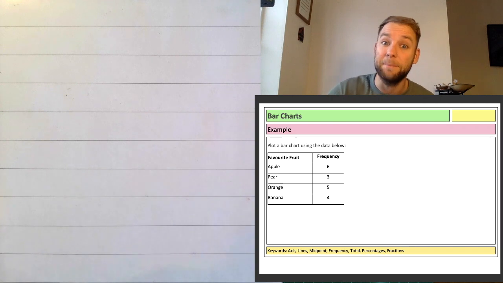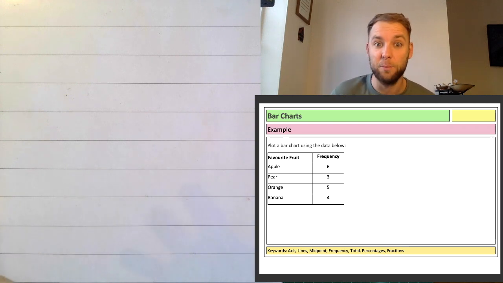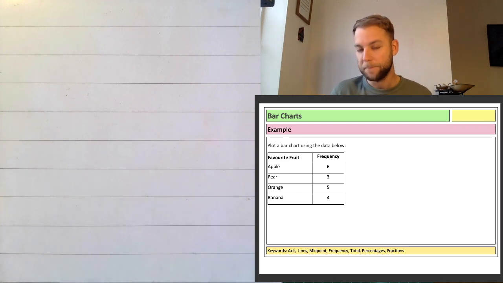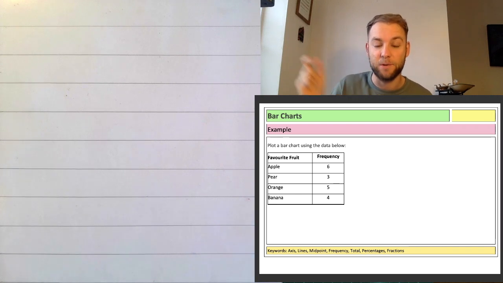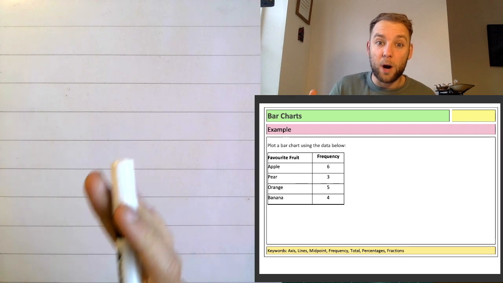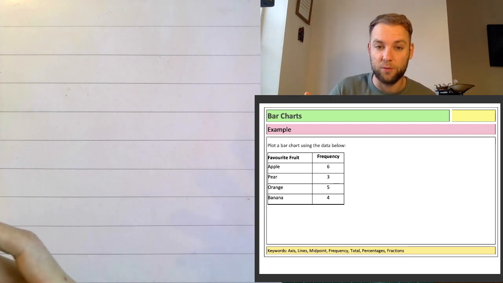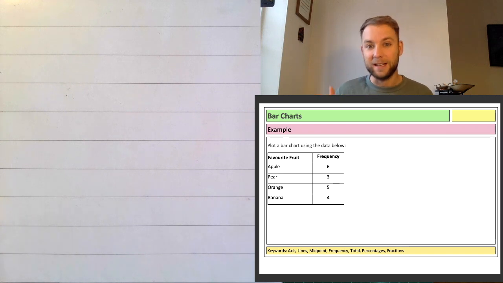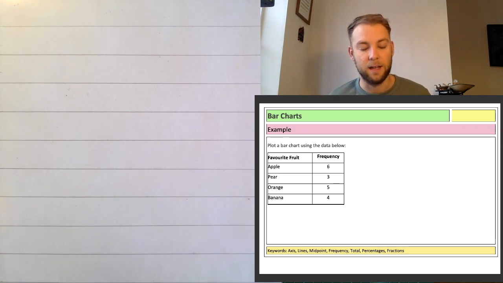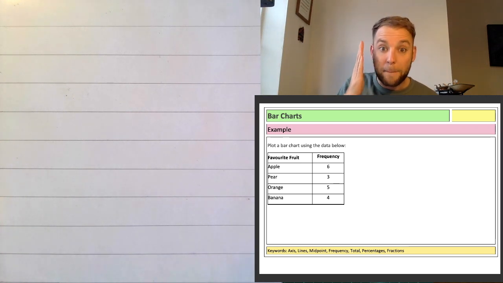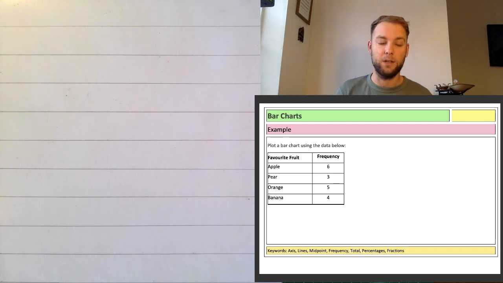So that's any data that can be counted. So we can count the number of apples, we can count the number of pears. And that means that we need to have gaps in between. As a rule of thumb, most bar charts have gaps in the middle, and that's because most of them use discrete data. If you weren't using discrete data, usually it's a histogram, in which case you don't have any gaps in between of it. So make sure you have gaps in between your bars.